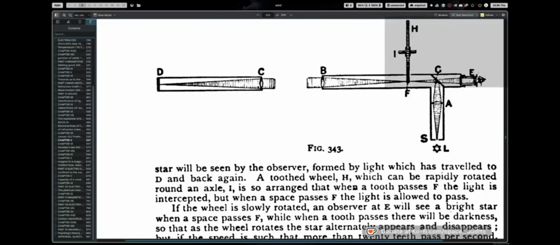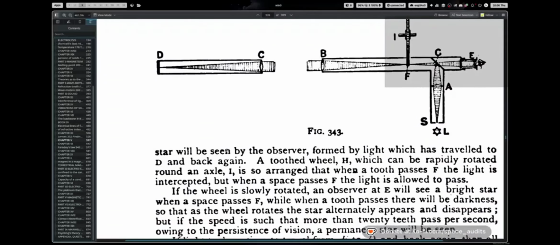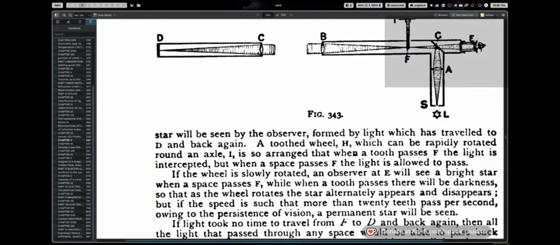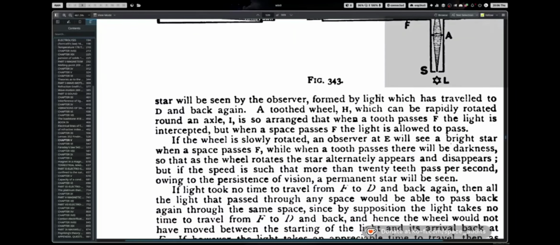Here's the side view of what that whole configuration looks like, with the beam entering and then reflecting back, and then hitting the eyepiece, or getting deflected away. So the star will be seen by the observer, formed by the light which has traveled to D and back. A toothed wheel at H, which can be rapidly rotated around an axle I, is also arranged so that the teeth pass F. When a tooth passes F, the light is intercepted, but when a space passes F, the light is allowed to pass.